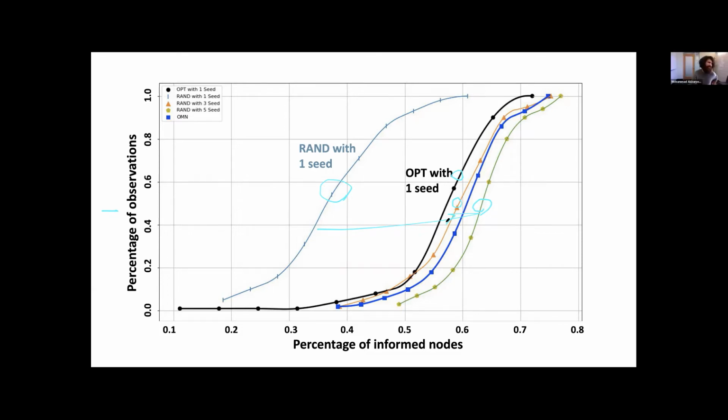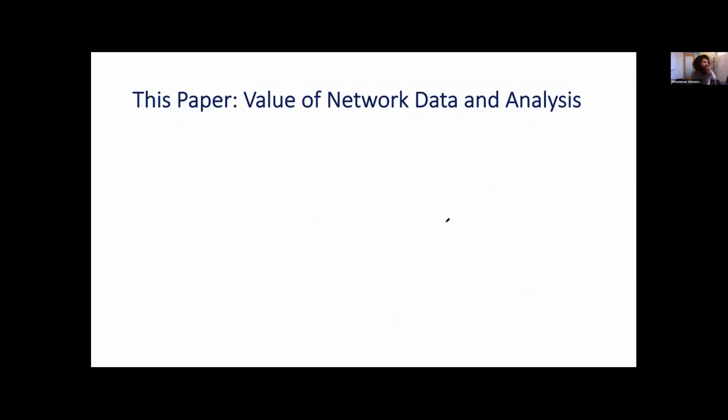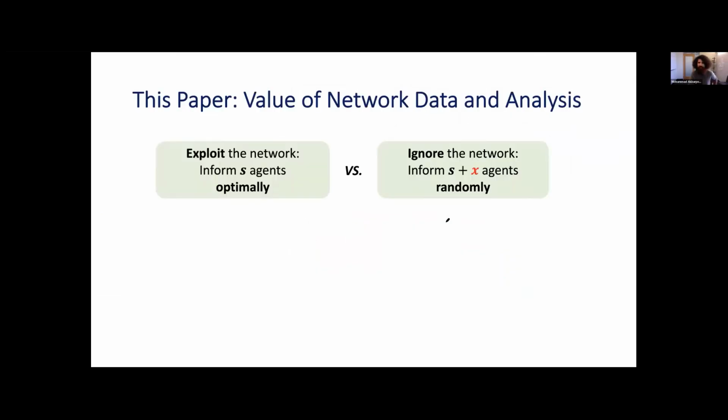So in the theory part, of course, I'm gonna deviate from this. What I'm gonna do quickly, I'm gonna compare 2 worlds: exploiting the network structure, optimally seeding S nodes. So forget all the heuristics for the rest of the talk. I'm gonna focus on the optimum, which is better than all the heuristics. And in a different world, you ignore the network, you seed S plus X agents randomly, and you ask for what value of X random beats the optimum. Theorem 1 is that X is positive.